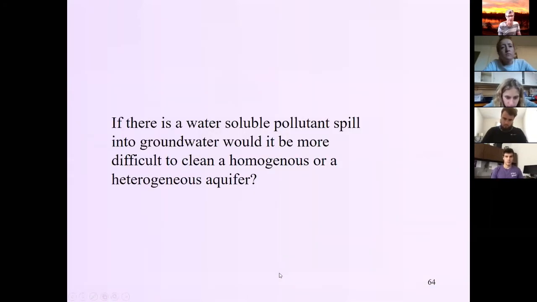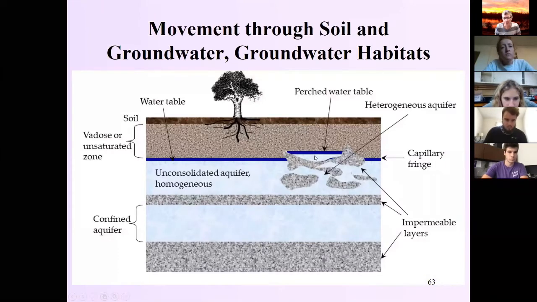So here's a question of the day for y'all. If there's a water-soluble pollutant spilled into groundwater, would it be more difficult to clean a homogeneous or a heterogeneous aquifer? So to go back, the groundwater spill, there's one here, and there's one here. And you want to pump the water up and clean the toxin out. Let's say there's also some flow in here, so it's moving. Is it more difficult in the heterogeneous aquifer or the homogeneous aquifer?